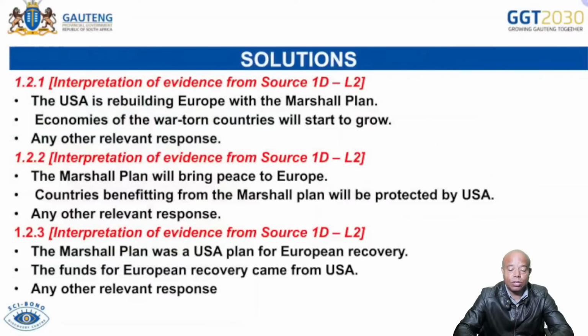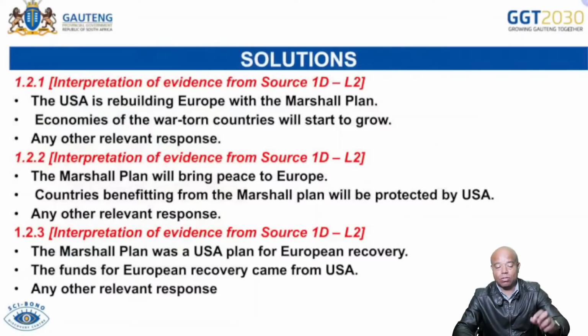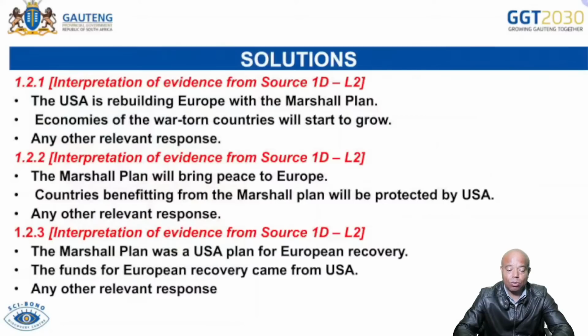1.2.1, interpretation of evidence from source. It says that the USA is rebuilding Europe with the Marshall Plan. Economies of the war-torn countries will start to grow. 1.2.2, it's a level 2 question also. The Marshall Plan will bring peace to Europe. Countries benefiting from the Marshall Plan will be protected by the USA. 1.2.3, the Marshall Plan was a USA plan for European recovery. The funds for European recovery came from the USA.